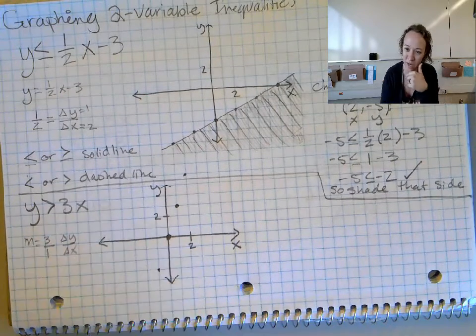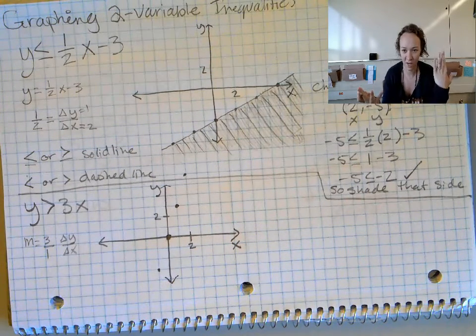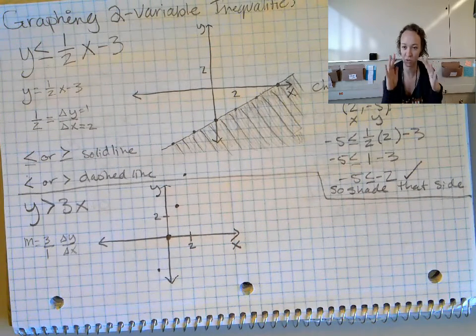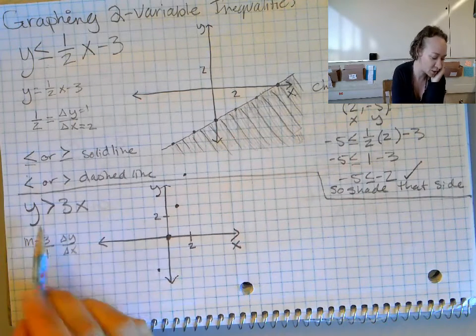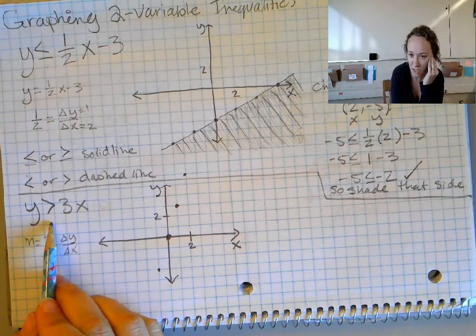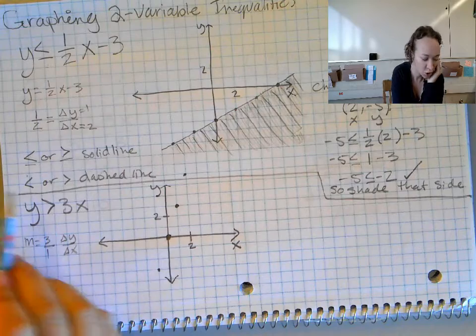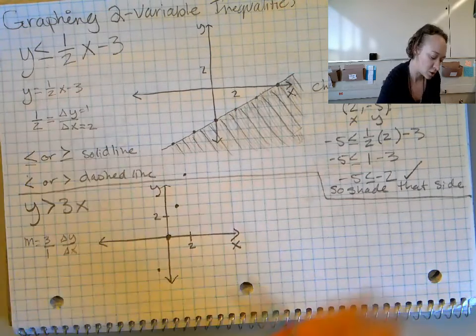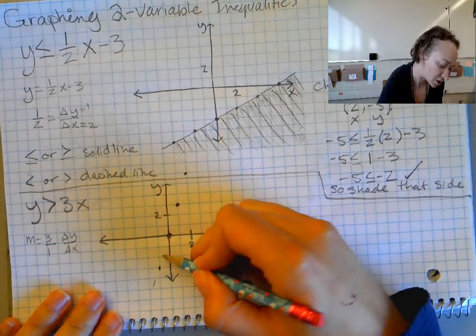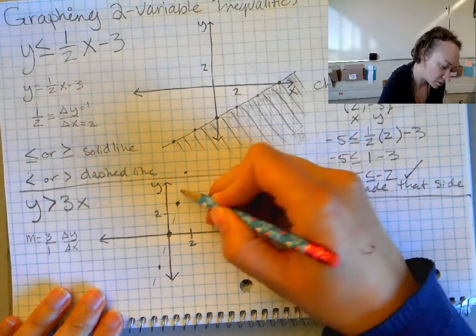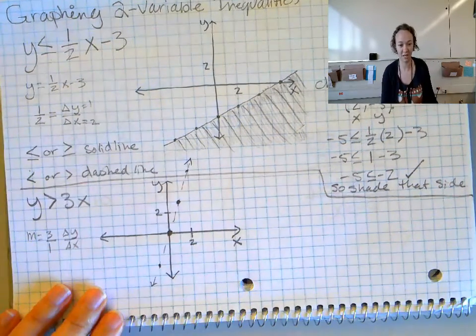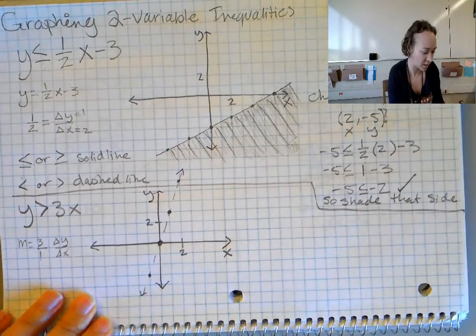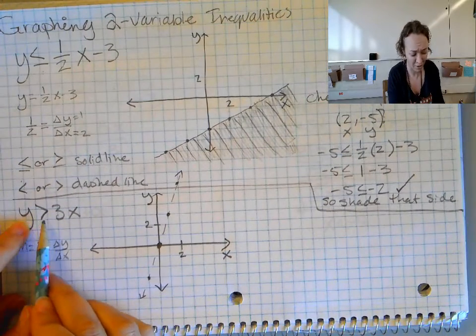Always dot your line first and then decide whether to make it dashed or solid, because dots don't mess it up either way, right? So now I take a look at this. Should this be solid or should this be dashed? Dashed. So you're going to do a dashed line through the points. Rulers really help with that. Dashed line. And then this says y is greater than 3x.